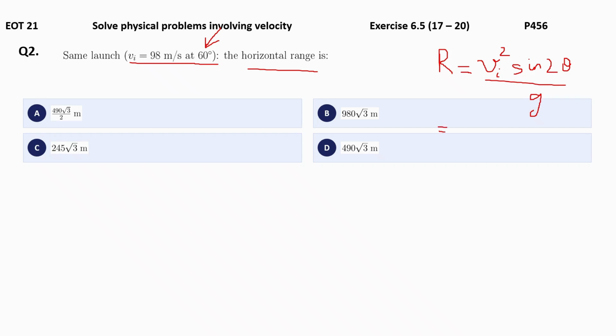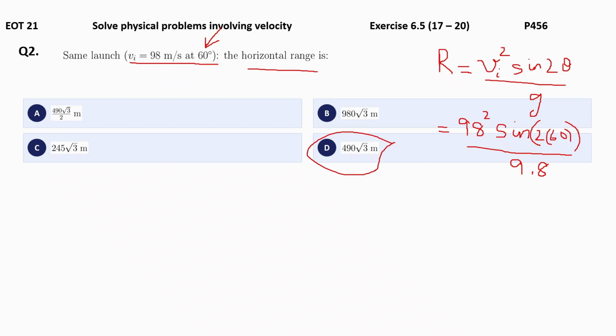When you switch to this particular formula, VI is already given, that is 98. Let's square it. Don't forget sine double theta. So sine 2 multiplied by 60 degree. This full thing is the angle, okay? So accordingly you can use the brackets, divided by, since it is meter per second, the G value will be 9.8, and you will get 848.70, which is nothing but 490 root 3 meter.